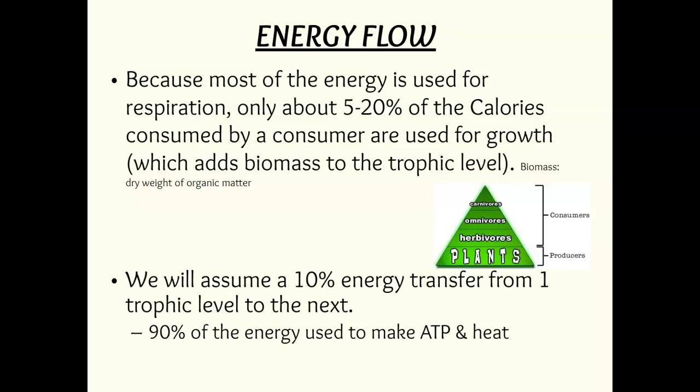But each time energy is transferred to the next trophic level, that adds biomass to the next trophic level. Biomass is like the dry mass or dry weight of all the carbon compounds within the organism itself. We would have less and less biomass as we move up the food chain due to this transferring of energy being less and less as we go up. Again, because there's such a range, on average, we'll make an assumption of 10% on average of energy can be transferred from one trophic level to the next. That means the rest of it was already used up by the organism to make ATP and heat.